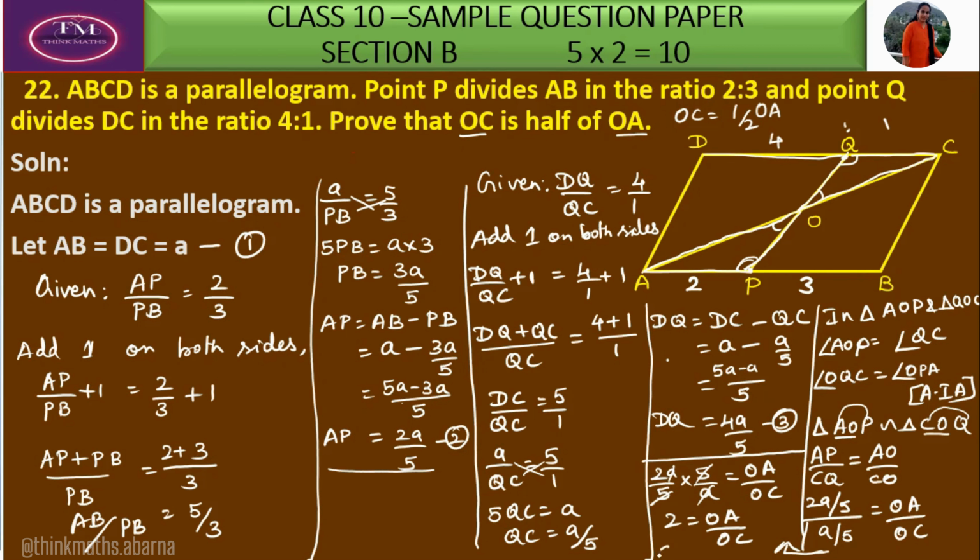So if we just cross multiply, 2OC will be equal to OA. So OC will be equal to OA by 2. So we got 2OC is equal to OA. Then OC will be equal to half of OA. Okay, cross multiplying, we will get 2 into OC is equal to OA. So OC will be equal to half of OA. So this is what we have to prove. Okay, children, I hope you can understand this. So moving on to the next problem.